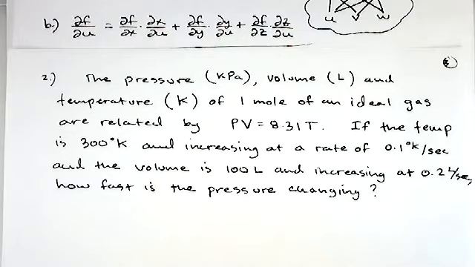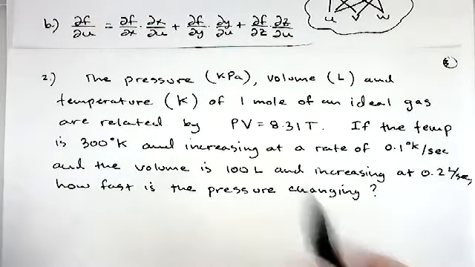Remember the ideal gas law? PV equals nRT. And if we only have 1 mole, n is 1, and I think R is 8.31. I have no clue what the units are. But what is that, the universal gas constant or something like that? Anyhow.